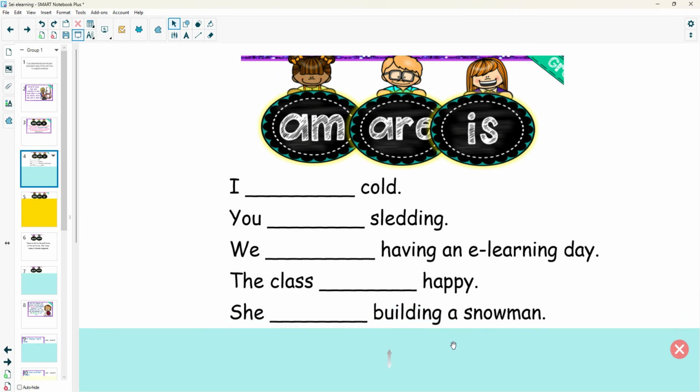One more. She blank building a snowman. Go through each of these choices and decide which verb best completes the sentence. Hopefully you said she is building a snowman.